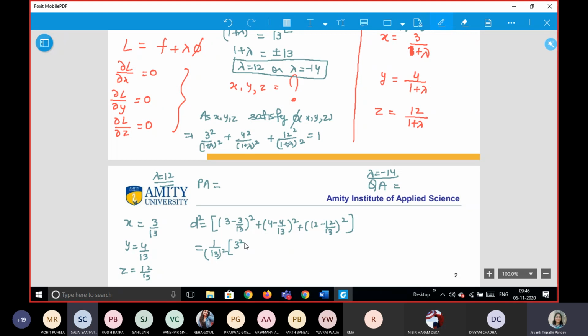So here I will take out 13 square and I'll get 12 square, 3 square. Then I'll have 4 square and I'll get 12 square. Is this calculation understood or not? I have taken out 3 here, 4 here and 12 here. Now 3 square plus 4 square plus 12 square is 13 square. We have just calculated that. So it is 12 square, 13 square upon 13 square. This means D is 12.